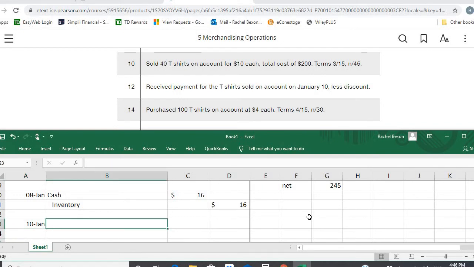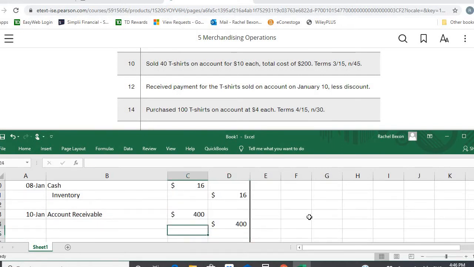Now this says that the sale was on account. An account, from the perspective of a sale that we have made, is called an accounts receivable. That's an asset account that shows that somebody owes us money. So we're going to debit the asset accounts receivable equivalent to the amount of the sale. 40 t-shirts times $10 each. Our credit, as always, is to sales revenue.